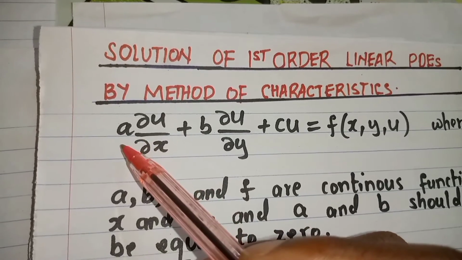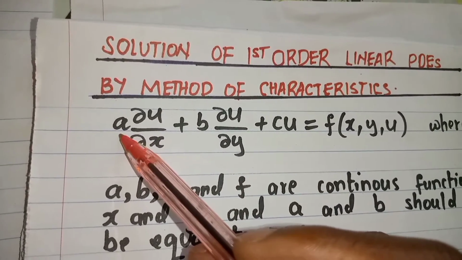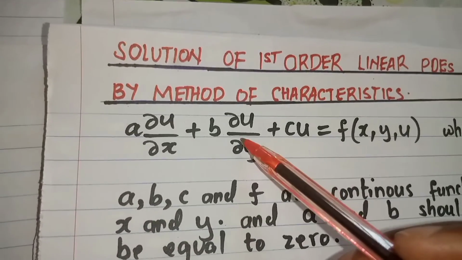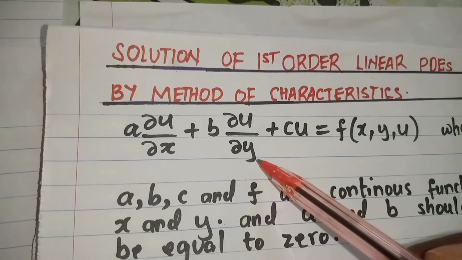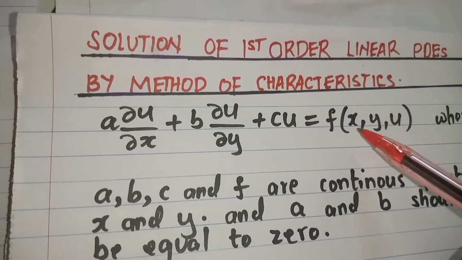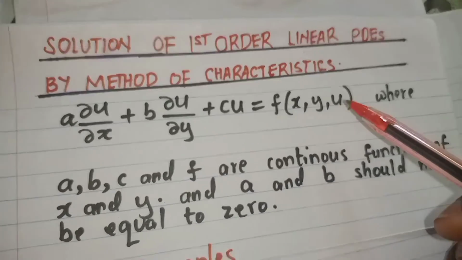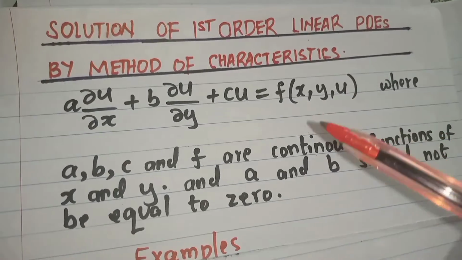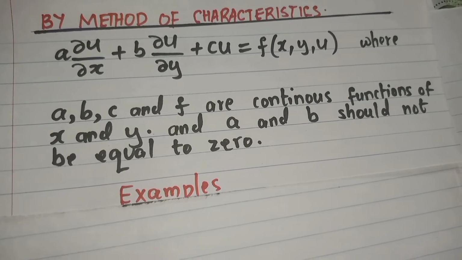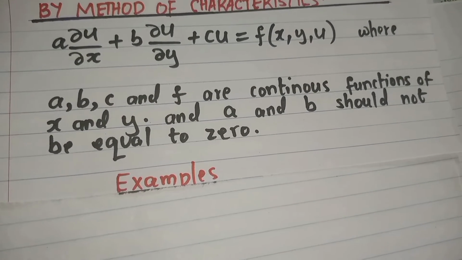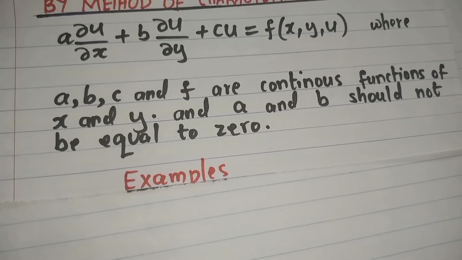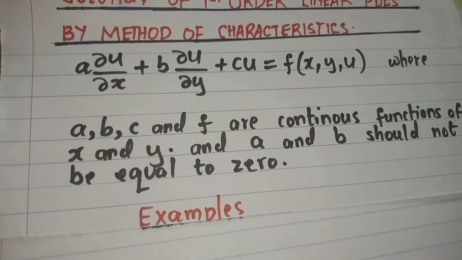A general case of first order linear PDE is usually given by A, the partial of u with respect to x, plus B, the partial of u with respect to y, plus Cu is equal to f of x, y, and u, where A, B, C, and F are continuous functions of x and y, and A and B should not be equal to 0.